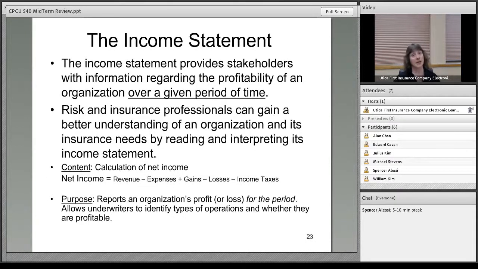Okay, the income statement, like we said, is like a video, shows activity from a starting point to an ending point over a given period of time. And risk and insurance professionals like us can gain a better understanding of a company and its insurance needs by looking at the income statement. And the formula for it is there. Your net income is revenue minus expenses plus your gains minus your losses minus your taxes. And the purpose of it is to report profit or loss for the period.